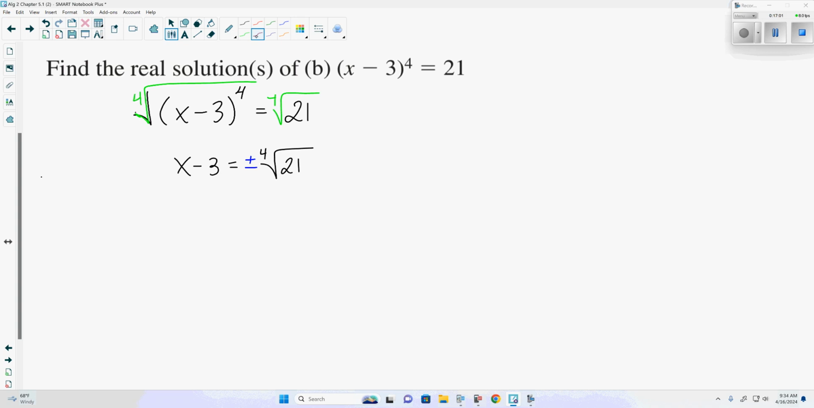Are we good with this here? Third step, we need to solve for x. We need to solve for the variable. We have to add 3 to both sides.